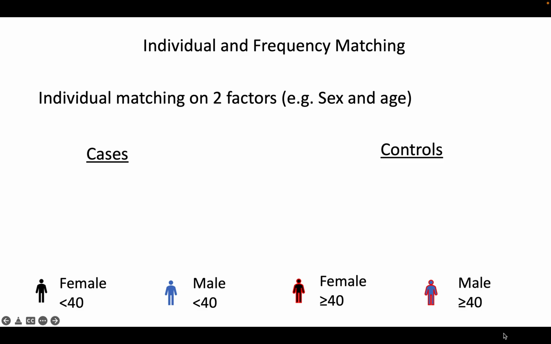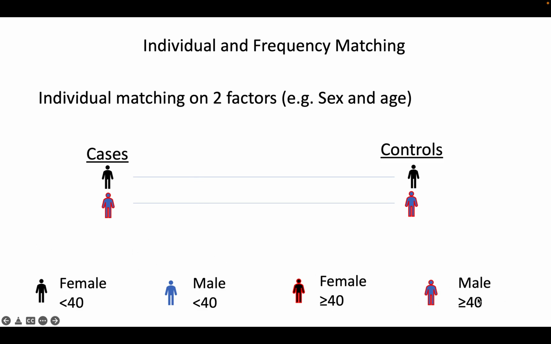So the four combinations of our confounding variables are females under 40, males under 40, females equal or greater to 40, and males equal or greater to 40. So our first case here is a female under 40, so we find them a control that's a female under 40. Our next case is a male greater or equal to 40, and we need to find them a control that meets that criteria as well, that's in this strata of the two confounders.